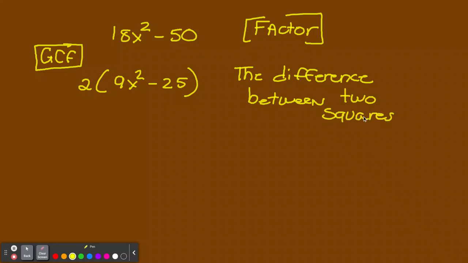And when you have a difference between two squares, you need a minus and a plus. So we just keep that 2 there. So we know that the square root of 9 is 3. Square root of x squared is x. The square root of 25 is 5. So we're going to have that, 3x minus 5, and a 3x plus 5.